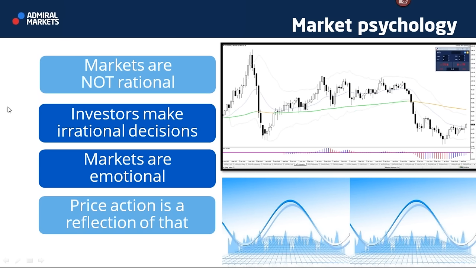So price action is a reflection of that, right? It's difficult to explain how price can move up so much and so much down. From our perspective, there is no doubt that the market is emotional. And there's a lot of information out there. At this moment in time, at least, it's not possible to really think that there's a perfect kind of equilibrium out there at any point, right?